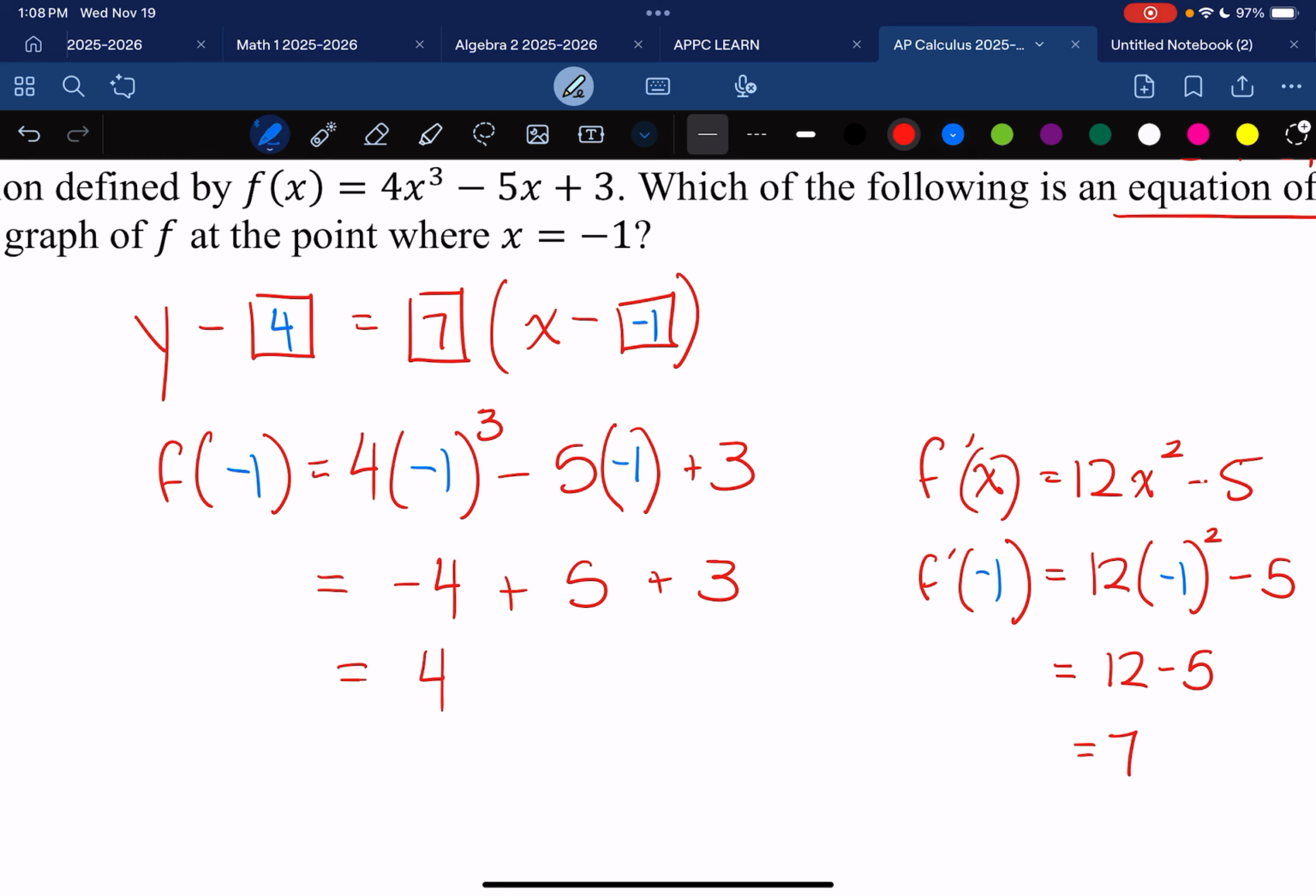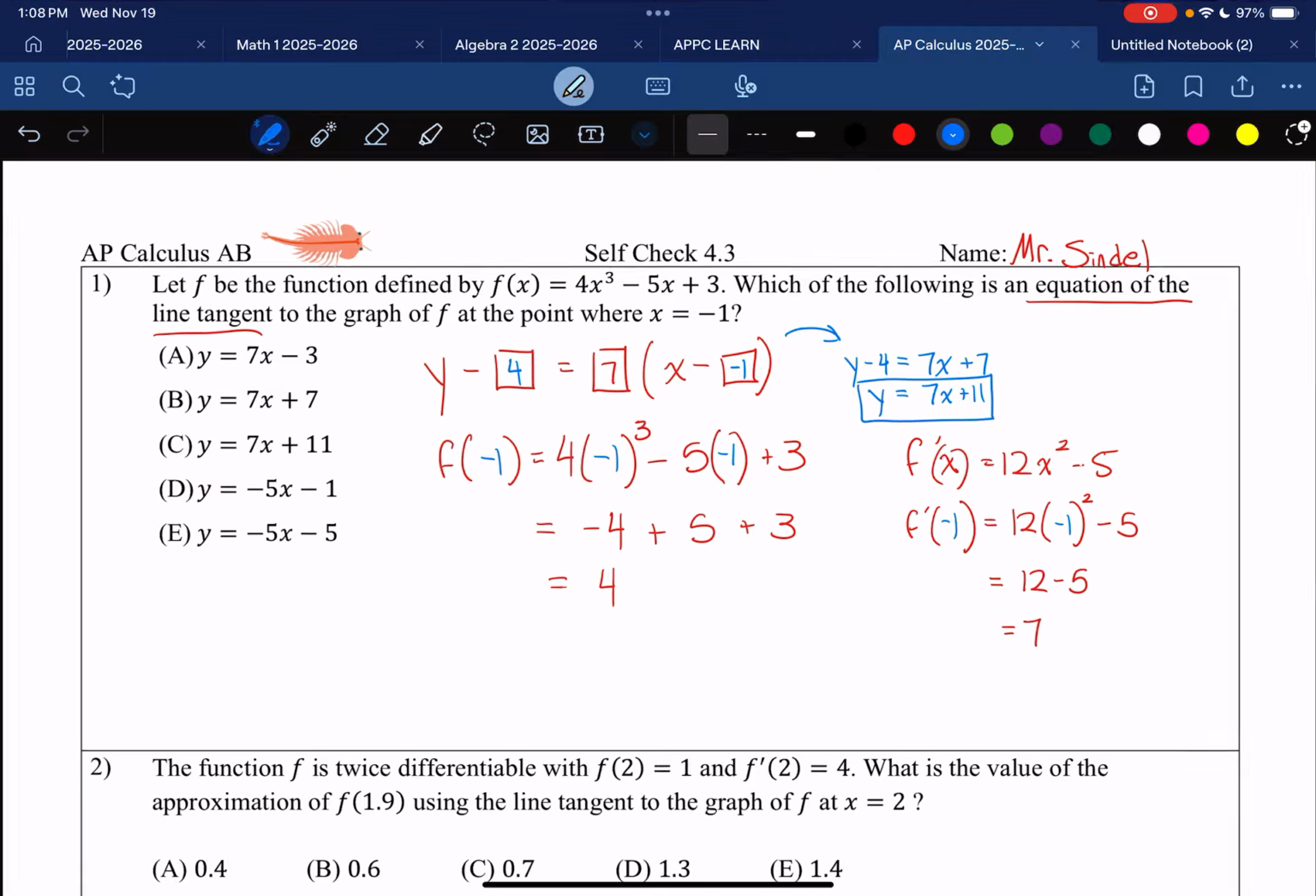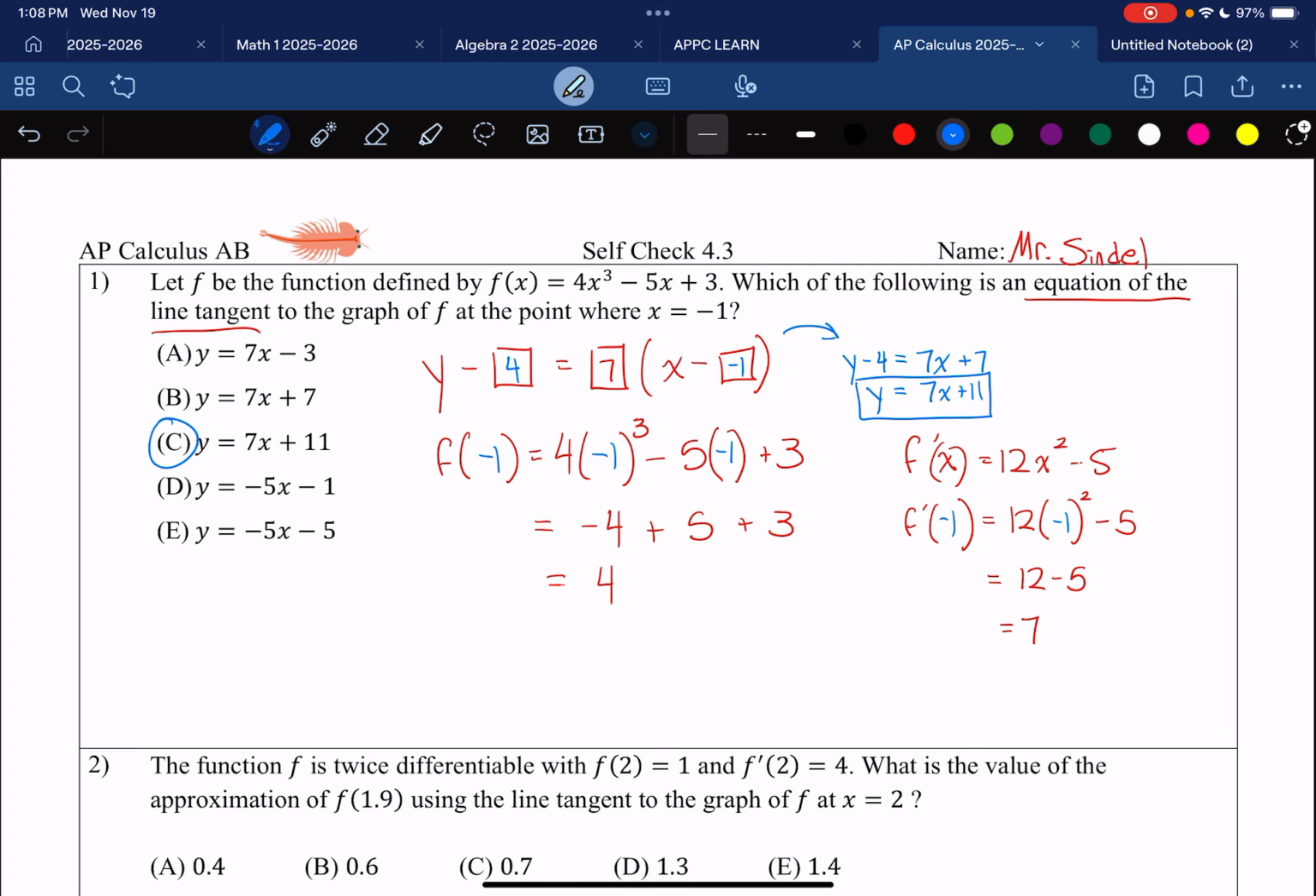We're going to say this is going to turn into y minus 4 is equal to, okay, 7 times x is 7x, and 7 times a positive 1 is a positive 7. Last step, we're going to move our -4 to the other side by adding 4 to both sides. When we add 4 to both sides, we get y is equal to 7x plus 11, which is our final answer. 7x plus 11 is option C.